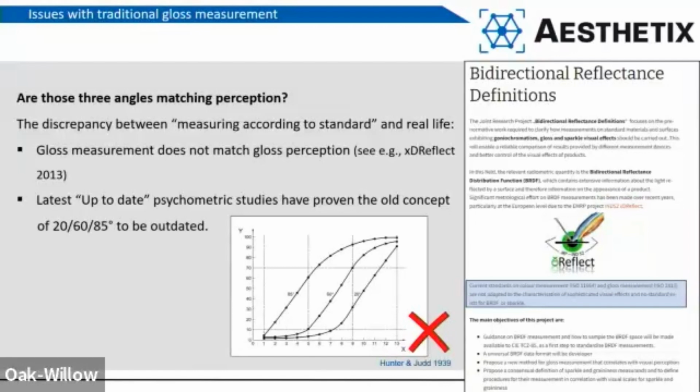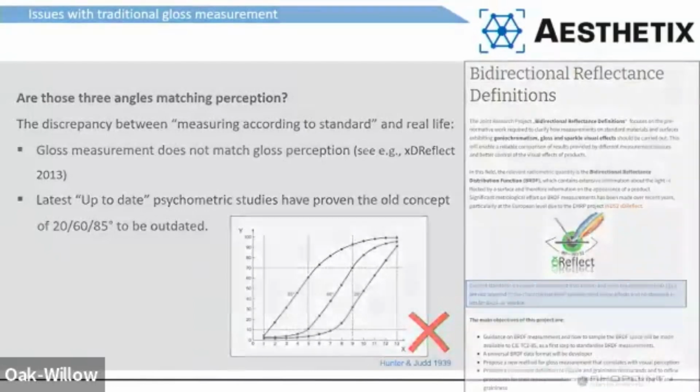There have been five academic papers since 1992, which have all said, we really don't need to measure these three angles. The linearity of the curve matches perfectly to the eye in 20, 60 and 85. And this is just historic measurement, which we've been doing to these old standards. So can we learn from these committees who are making these recommendations?